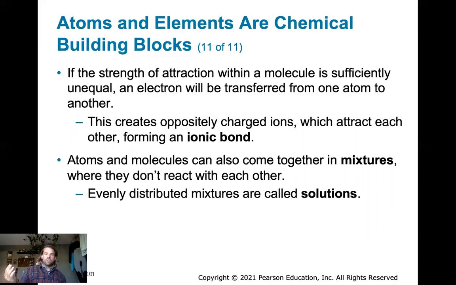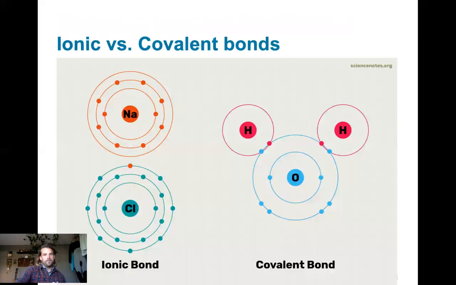So atoms and molecules can come together in mixtures where they don't really react with each other, and these are called solutions. Salt water is a good example of that. So here's a way to think about ionic and covalent bonds. Remember, ionic bonds are when, for example, the Cl atom here has actually stolen an electron from this sodium, whereas in covalent bonds, you're actually sharing the electrons to some degree.